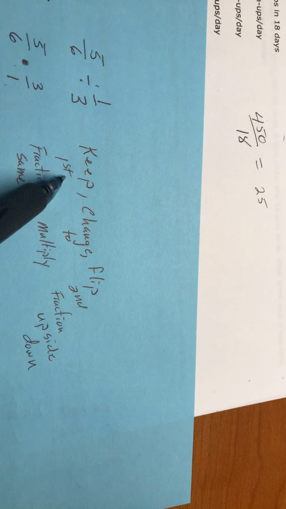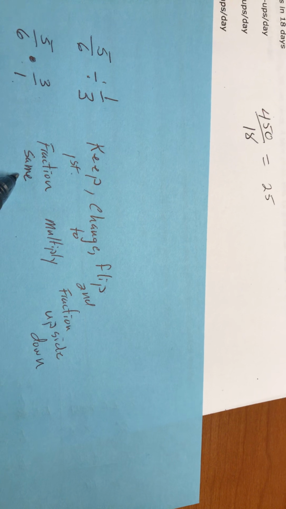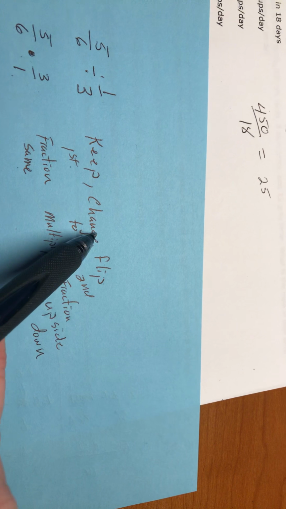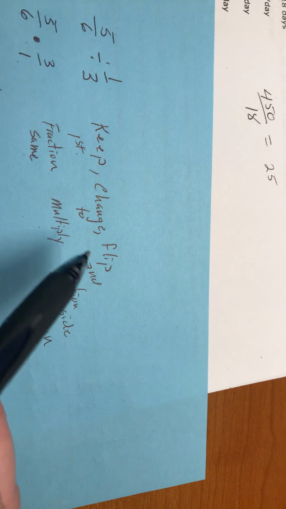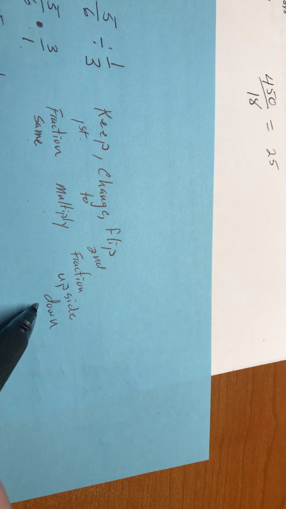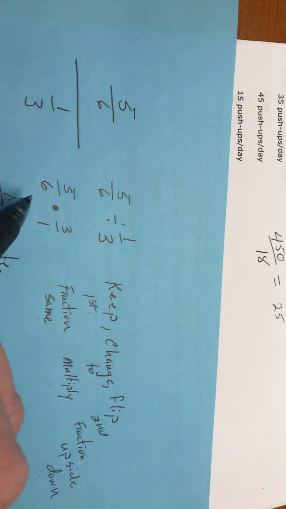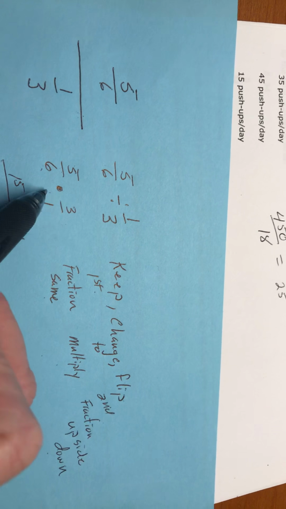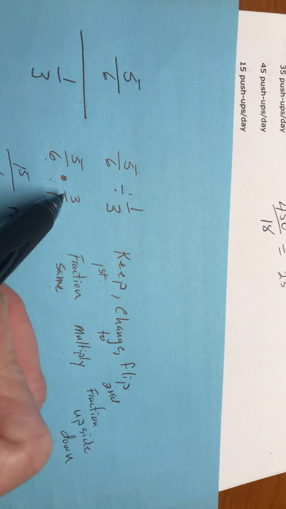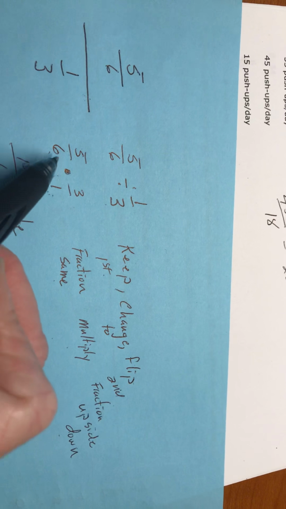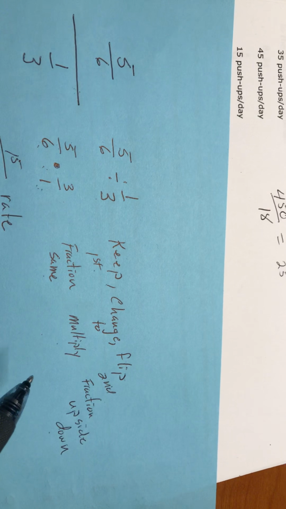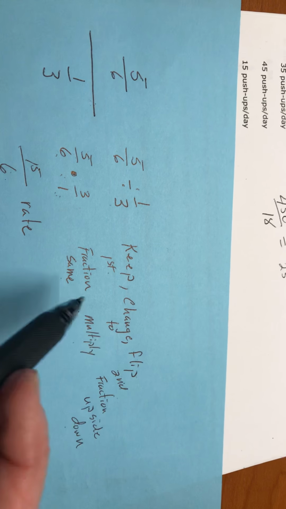What that means is you keep the first fraction the same. Don't do anything with the first fraction. You're going to change the division symbol to multiply, and you're going to flip the second fraction upside down. Keep, change, flip upside down. All right? So we're going to keep the first one, change division to multiplication, and flip this guy upside down. So that's what it looks like. So now we're just multiplying fractions, which is a lot easier on the brain.